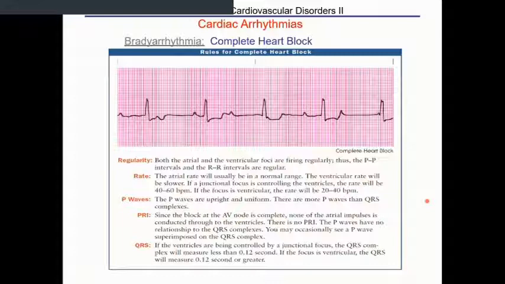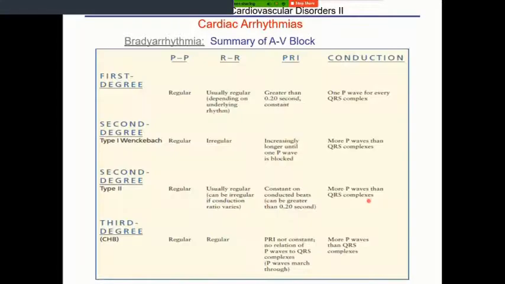If the ventricles are being controlled by a junctional focus, the QRS complex will measure less than 0.12. However, if the ventricle is the focus, then the QRS complex will measure 0.12 second or greater.